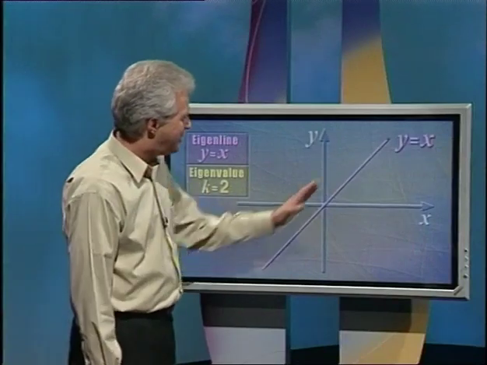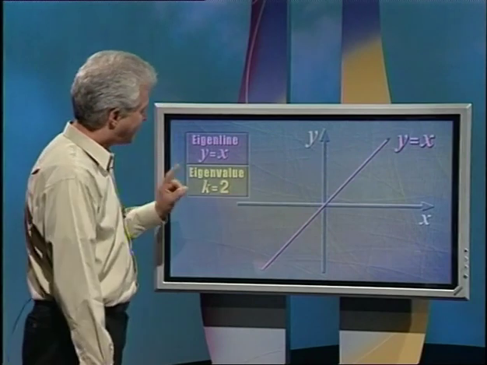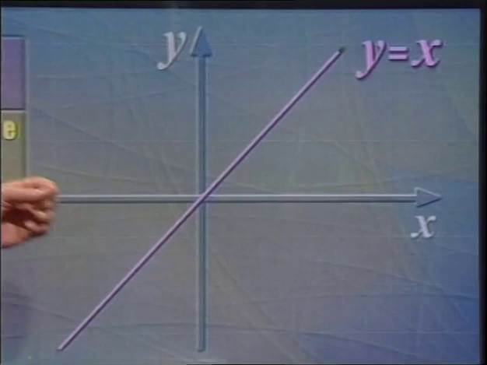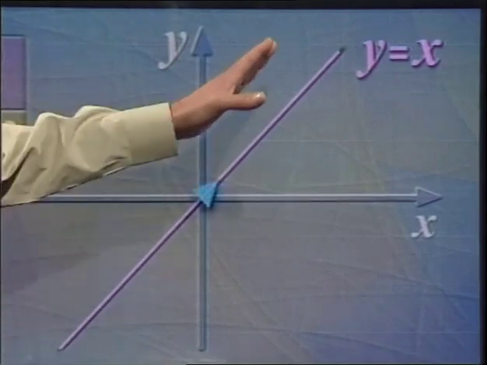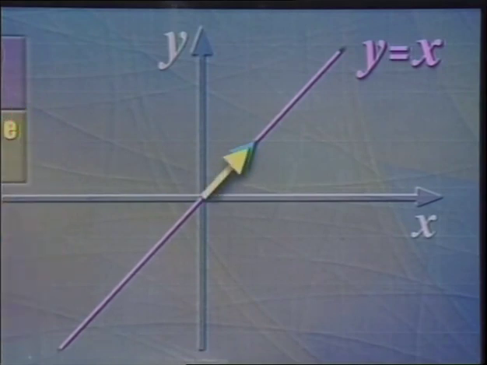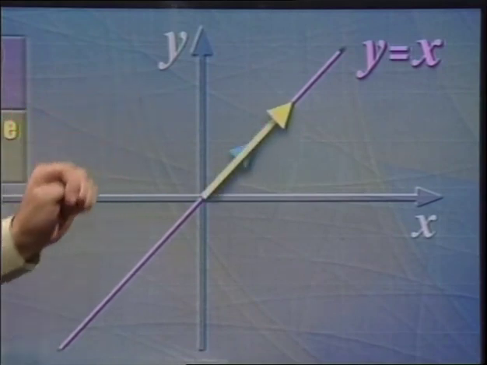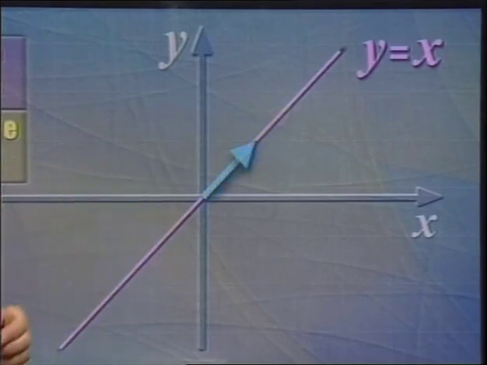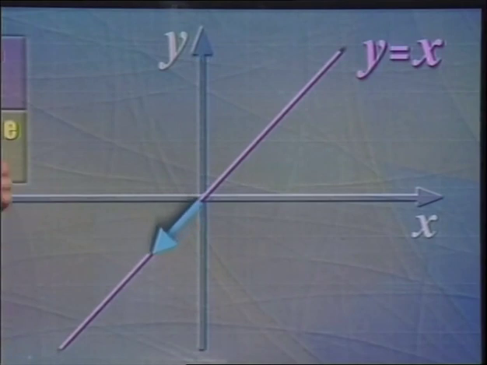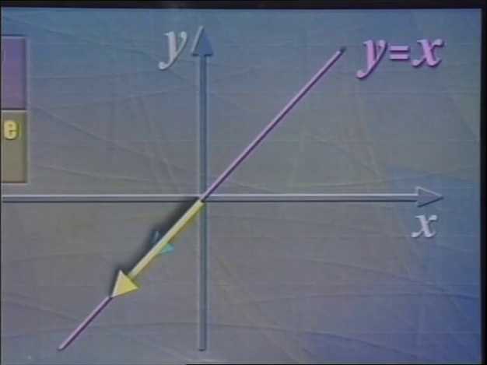But what does that tell me? The eigenline is y equals x. That's a 45-degree line up here, and the eigenvalue is 2. But what does all that mean? Well, if I take any vector in this direction along the line y equals x, if we apply the transformation to that vector, then the result is still along y equals x, but twice as long. Let's take another one. Let's look at one going in the negative direction. There's the vector, apply the transformation, twice as long.